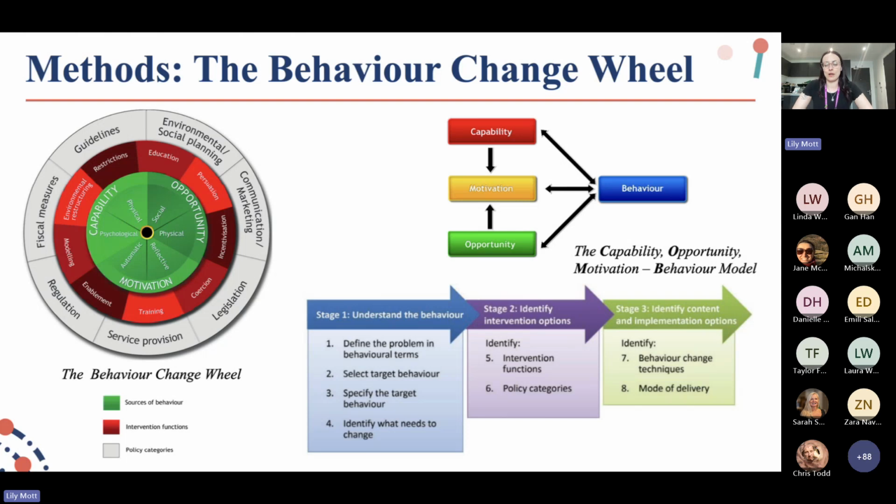The behaviour change wheel is a really comprehensive and systematic approach to behaviour change design. And like I said, it guides the user all the way from stage one, understanding the behaviour, all the way through to making decisions about what that intervention is actually going to be made up of and how it can be delivered. But this study, which I'm going to go into now, is very much focused on identifying what needs to change.